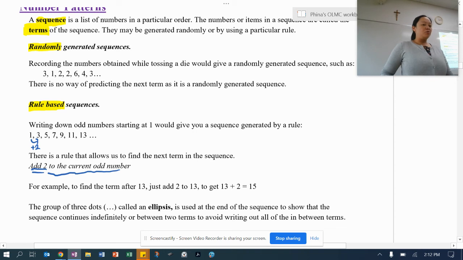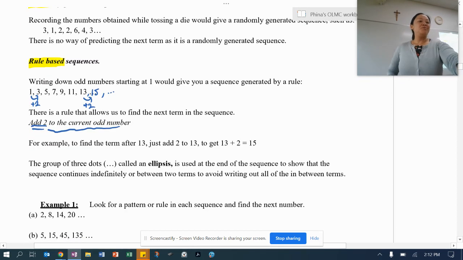For example, to find the term after 13, if I want to know what the next one is, we're going to add 2 to 13, and that will give us 15 as the next term. We can keep going by adding 2 each time.